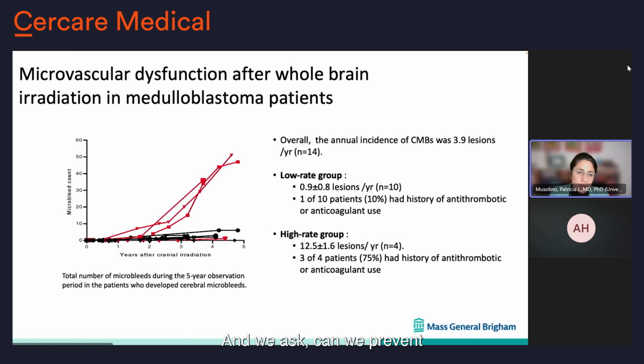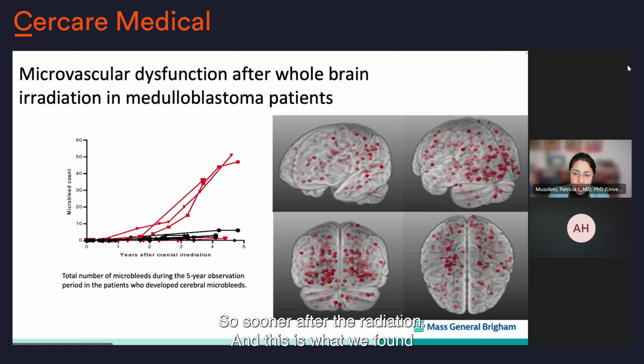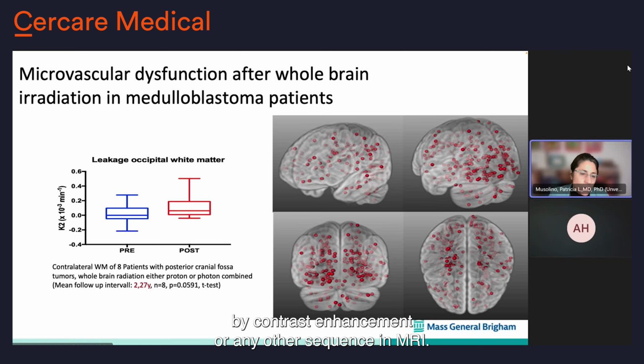And we asked, could we predict which patients are going to develop the microbleeds in those areas versus those that do not, but earlier than when we see the development, so sooner after the radiation. And this is what we found in very preliminary assessments. At the time it says K2, but this is a K-up because it's done with the Cercare software. And we saw that pre and post radiation, there was a change in this permeability that is readable with Cercare and is not readable by contrast enhancement or any other sequence in MRI.